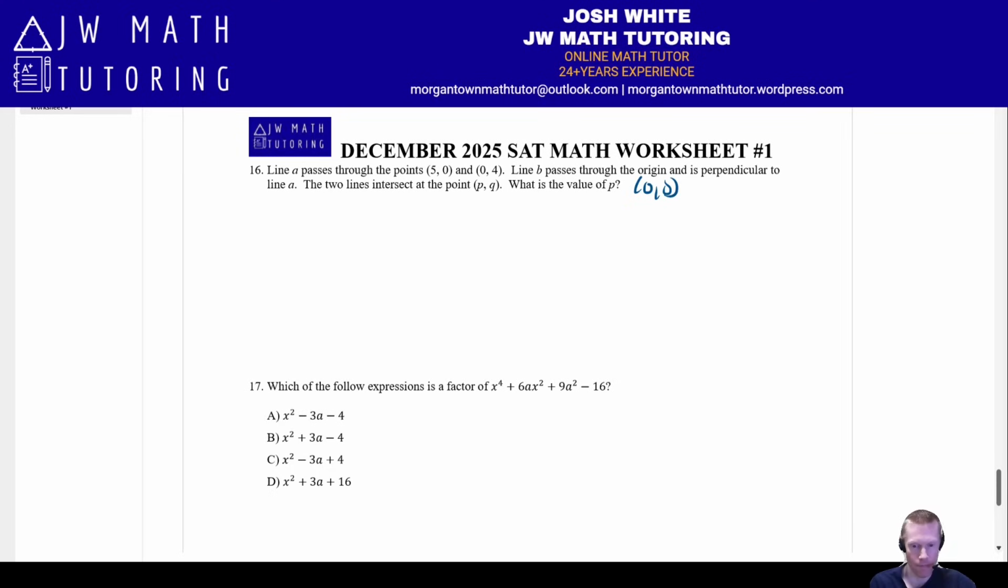What is P? All right, so first I will go through the general approach by hand. Then I will show you how to solve the entire problem in Desmos. So step 1, I'm going to do line A up here and line B down here. Okay, slope of line A.